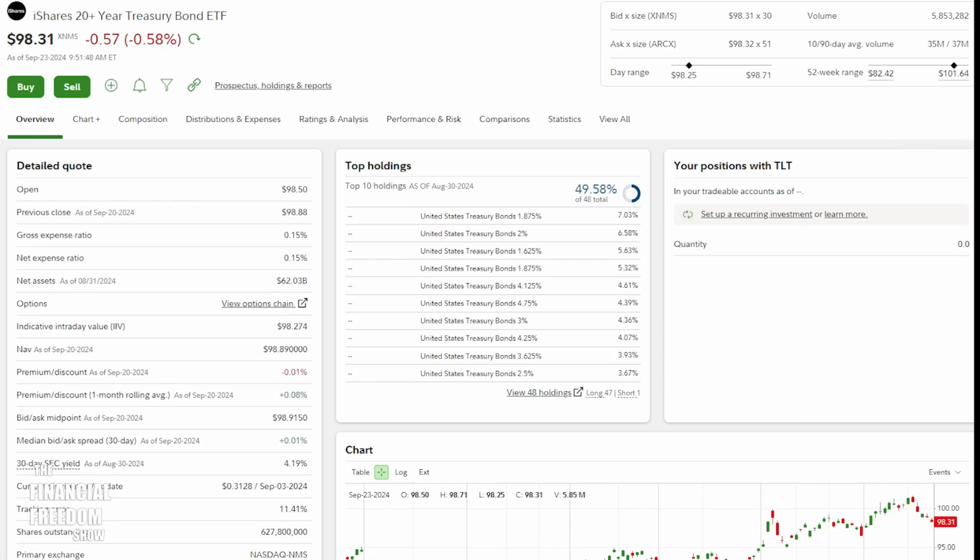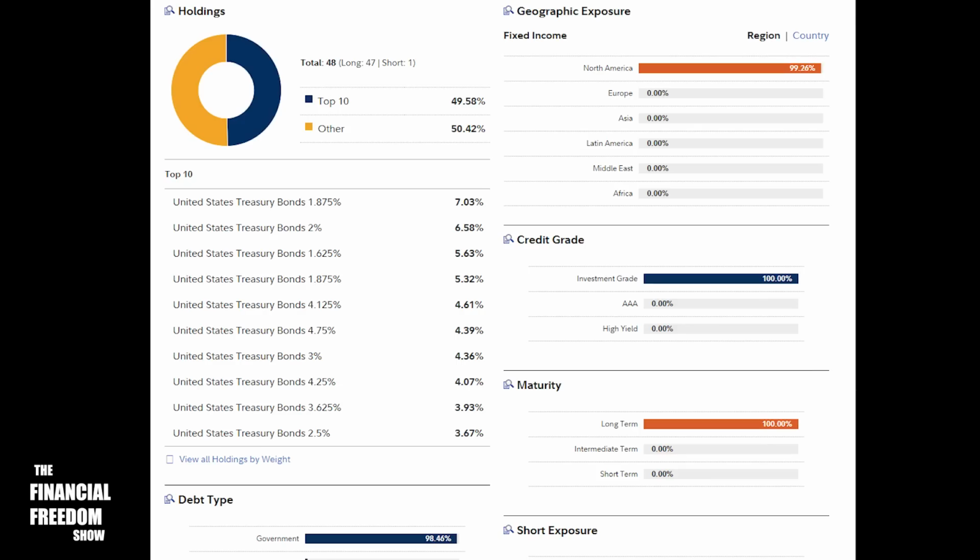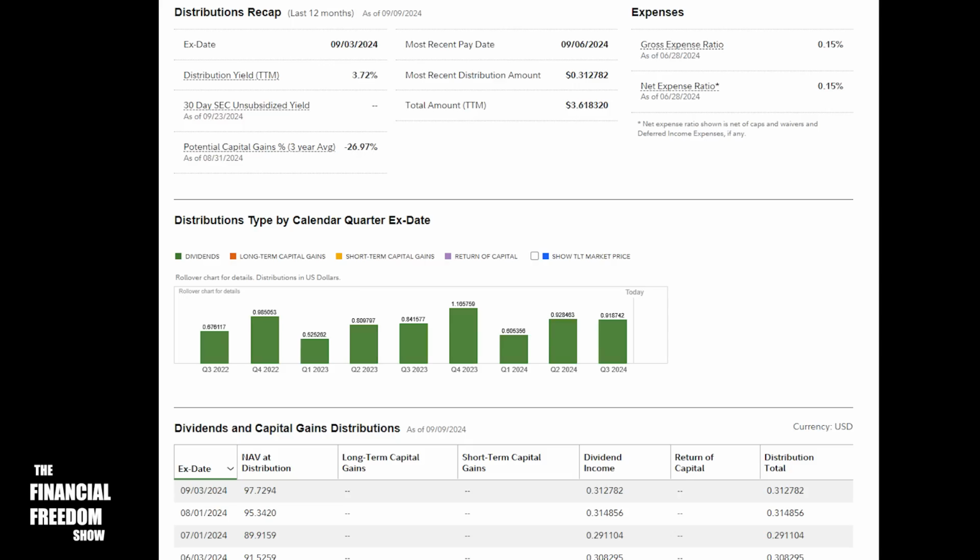So why might you consider TLT for your portfolio? One of the main reasons to consider TLT is for portfolio diversification. Treasury bonds have historically had a low or even negative correlation with stocks, meaning that when stock markets are in turmoil, U.S. Treasury bonds often rise in value. This makes TLT a popular choice for investors looking to hedge their stock exposure. I personally have a lot of stock exposure, so having TLT in my portfolio is a great way to hedge against any market downturns.